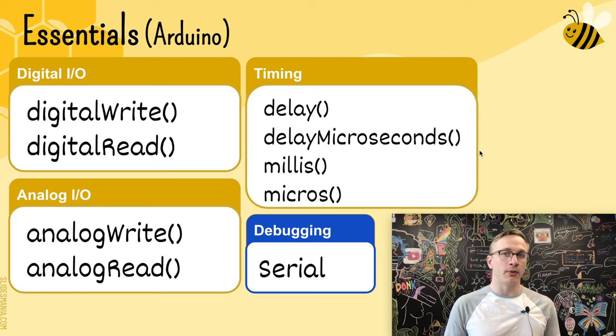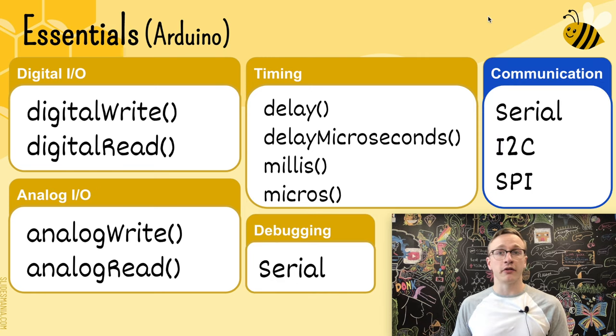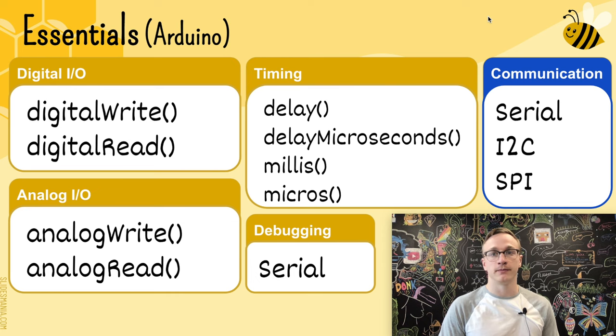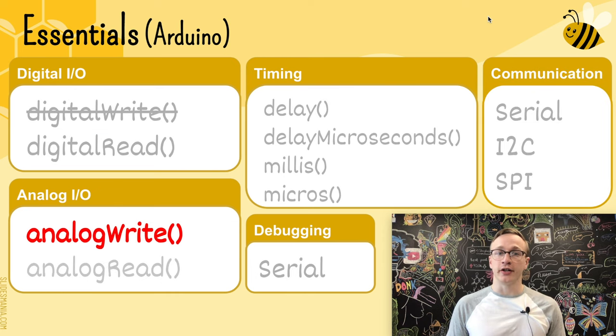If we're having any problems, we usually want to step through our code in small chunks to figure out where the problem is starting. With Arduino, it's really common to just use serial to print things off to the screen. You can do this with an STM32, but there's better ways to debug. And lastly, the three most common forms of communication that I come across are serial, once again, as well as I2C and SPI.